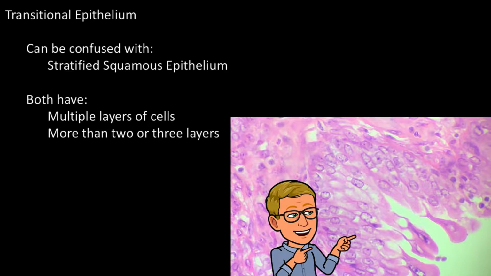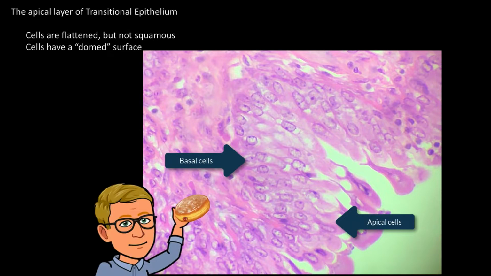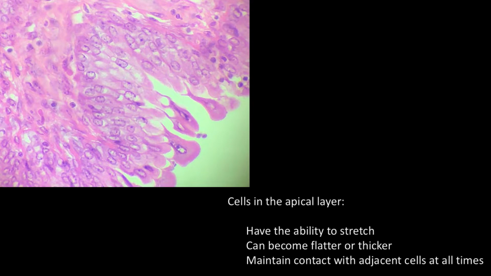Well, what you're going to look at is the cells at the base and at the surface, like you always do. Just like with stratified squamous epithelium, the basal cells are going to be cuboidal, but the difference is going to be at the surface for transitional epithelium. These cells are going to be flattened, but they're not going to be as flat as they would be in a stratified squamous epithelium. In other words, the cells aren't truly squamous. They're going to be short, they're going to be wide, but they're not going to be absolutely flattened. They're going to look a little bit like a sideways jelly donut. The surface of each cell is going to be domed. That's what you should be paying attention to.